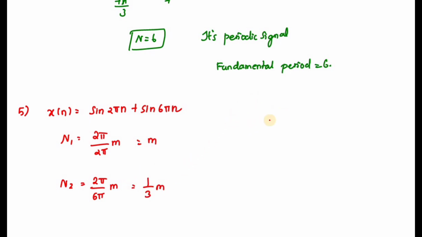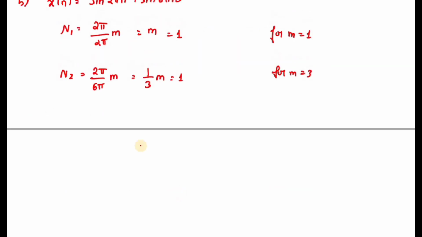Okay. So for m equal to 1, this is 1. For m equal to 3, this is 1. Right? So the answer is 1. So my N1 divided by N2 is equal to 1 by 1. So N is equal to N1, N2, that is equal to 1. So the fundamental period value is 1.